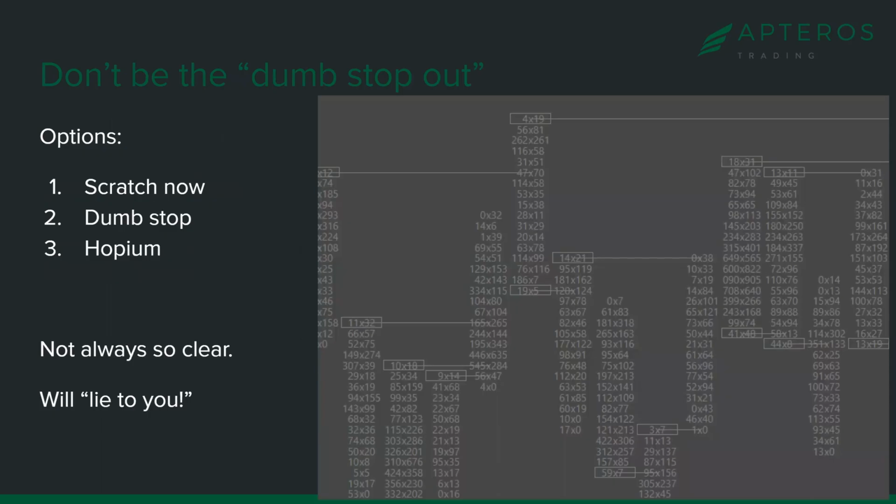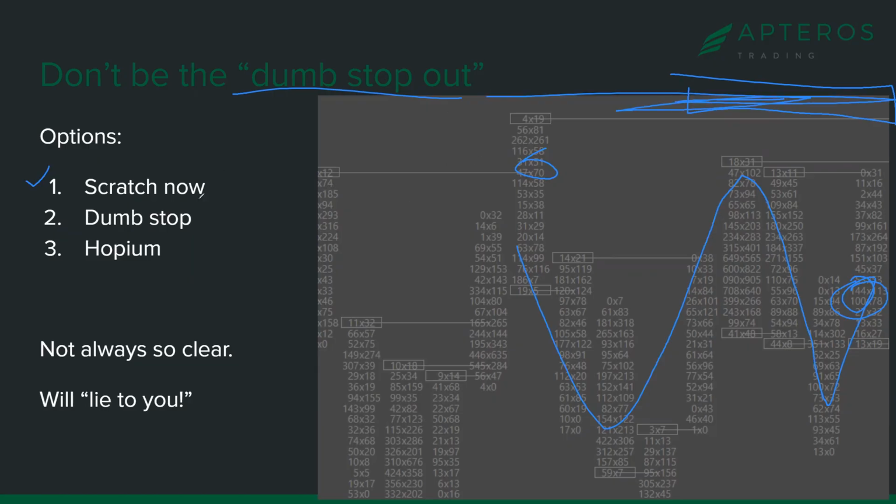So back to this example where your normal methodology, you're short from here, you have a stop somewhere up here, whatever. Don't be the dumb stop out. If you identify it like it should work, and then the momentum shifts against you, it's a place to come out. You can either scratch now, you can keep the dumb stop where it is, or you can be on hopium. You could cancel your stop and say, all right, I'm going to just let it create the excess, and then hopefully it's going to turn around.